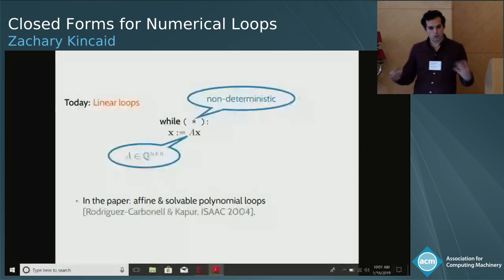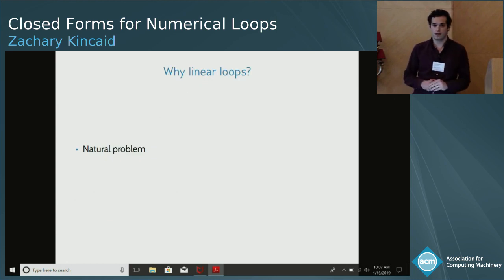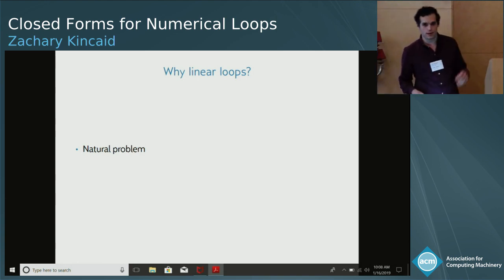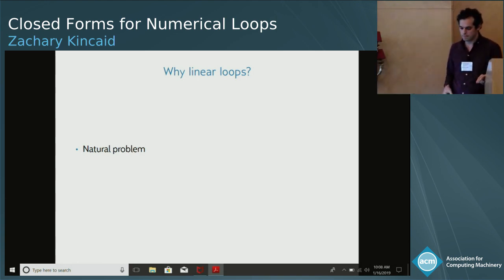In the paper, we also go beyond this class to affine and certain classes of polynomial loops, but for this talk, I'm just going to concentrate on the linear case. So before I talk about how to summarize linear loops, I'd first like to motivate the problem a little bit. So why do we care about these simple loops?